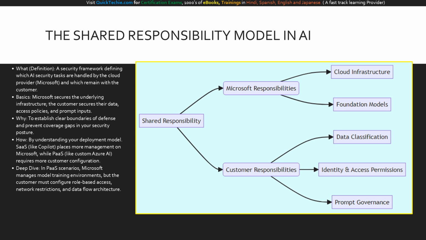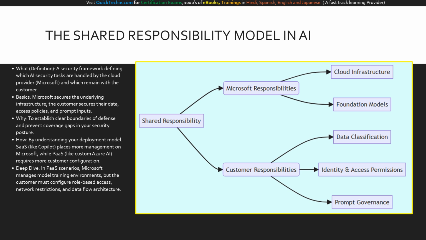This visual breaks down the shared responsibility model. From the main node on the left, we split into two distinct paths: Microsoft responsibilities and customer responsibilities. Follow the top path. Microsoft takes on the heavy lifting of securing the cloud infrastructure and the foundation models themselves. You don't have to worry about the physical servers. Now, look at the bottom path. This is your domain. The customer is strictly responsible for data classification, identity and access permissions, and prompt governance.